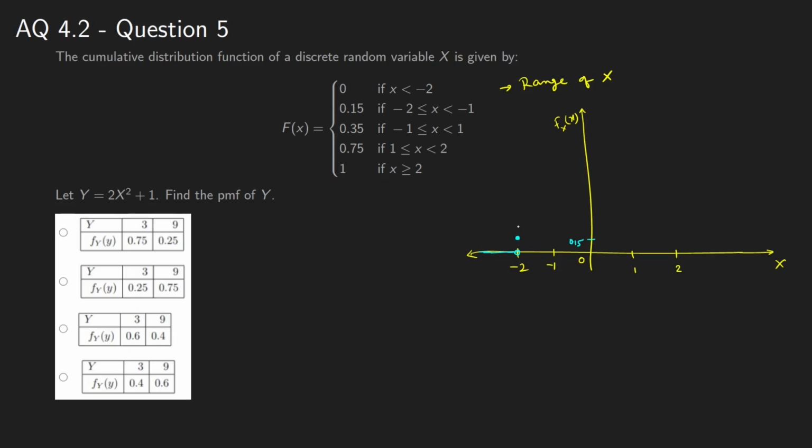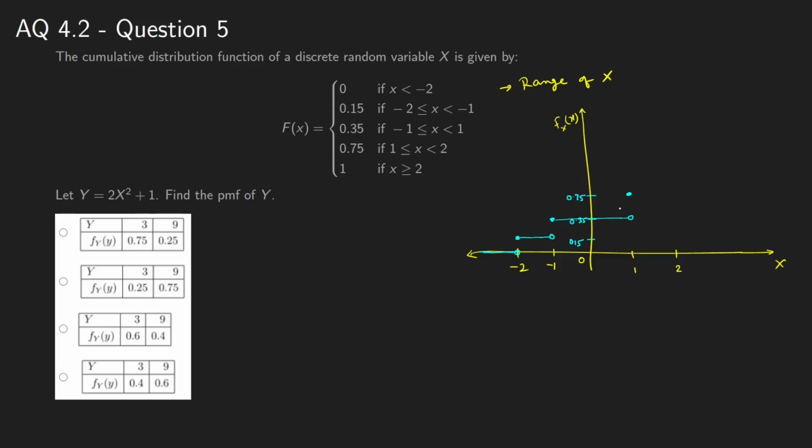Now this value is constant up to -1, not up to -1, but before -1. But exactly at -1, there is again a jump, and it becomes 0.35. So it takes this value at this point, and this value remains constant just before 1. But exactly at 1, there is again a jump, and it becomes 0.75.